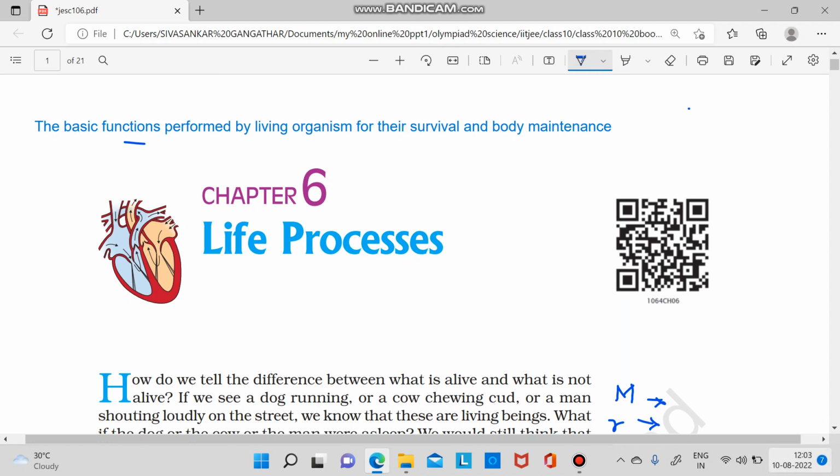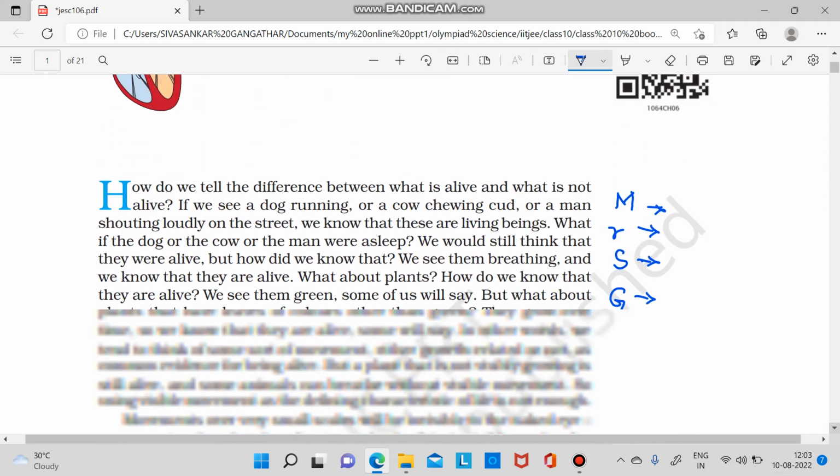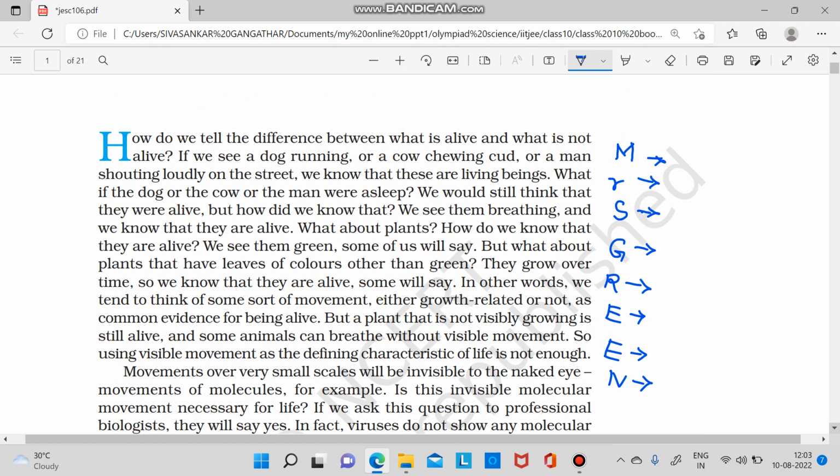Okay, so how do you find whether the organism is alive or not? There's a small acronym, Mrs. Green, where M stands for movement, R for respiration, S for sensitivity to touch, light, etc., G stands for growth, R for reproduction. There are two R here, one for respiration, the other for reproduction, then excretion, digestion and nutrition. So these are the basic activities which a living organism performs.